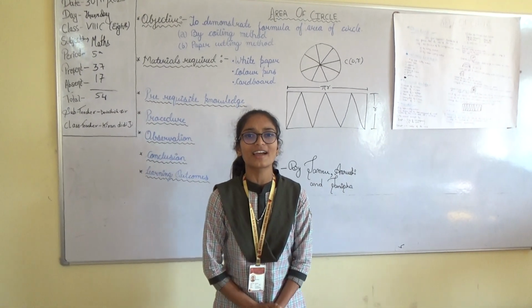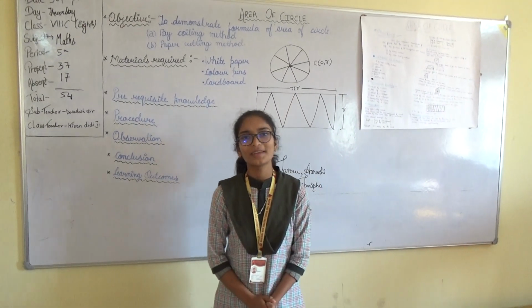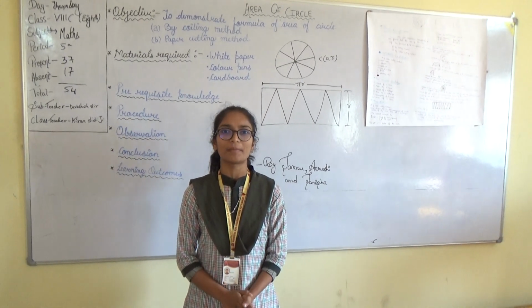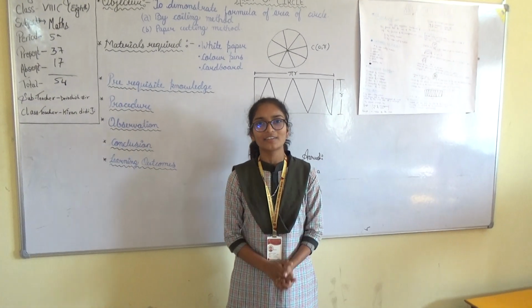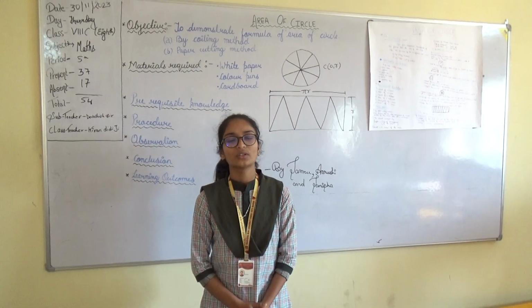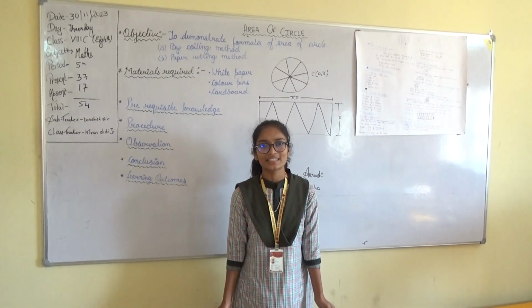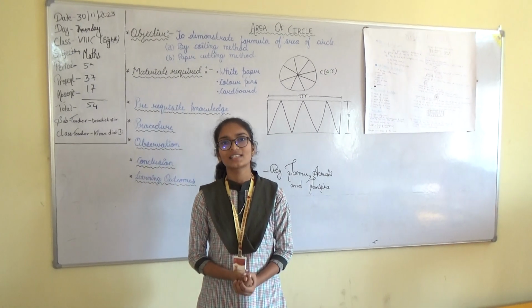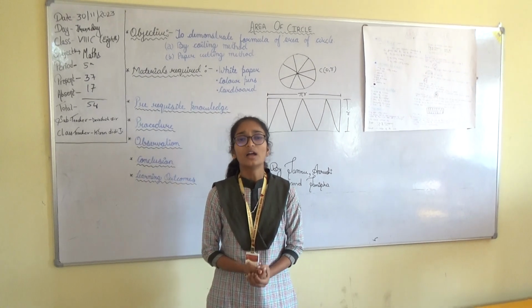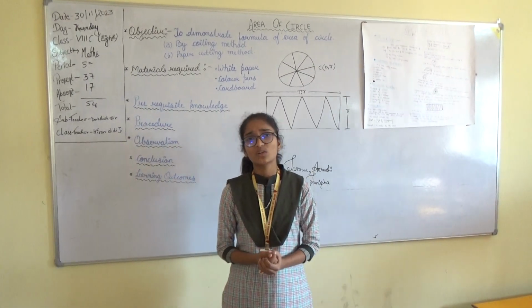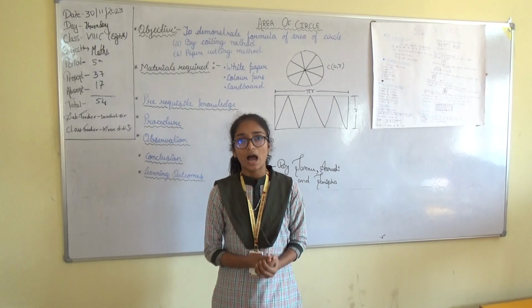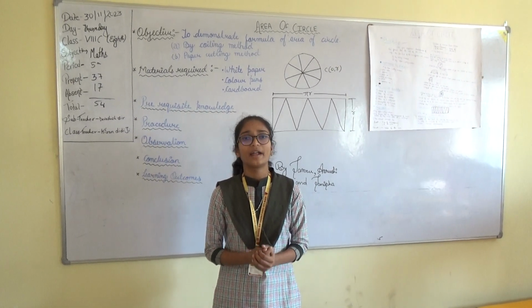This is Tanu from Standard 8, and today I am here to discuss an interesting topic and do an activity based on the area of a circle. The main objective of this activity is to give a suggestive demonstration of the formula that the area of a circle is equal to the product of half of its circumference and its radius.